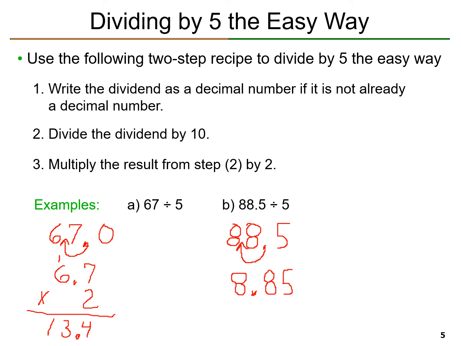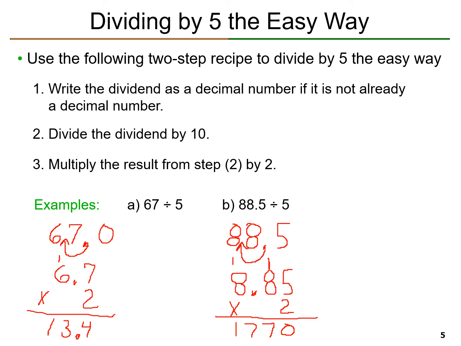In step 3, multiply the result from step 2 by 2. So we're going to multiply 8.85 by 2. 2 times 5 is 10, write the 0, carry the 1. 2 times 8 is 16. 16 plus the 1 we just carried is 17. Write down the 7 and carry the 1. 2 times 8 again is 16. 16 plus the 1 we just carried is 17.